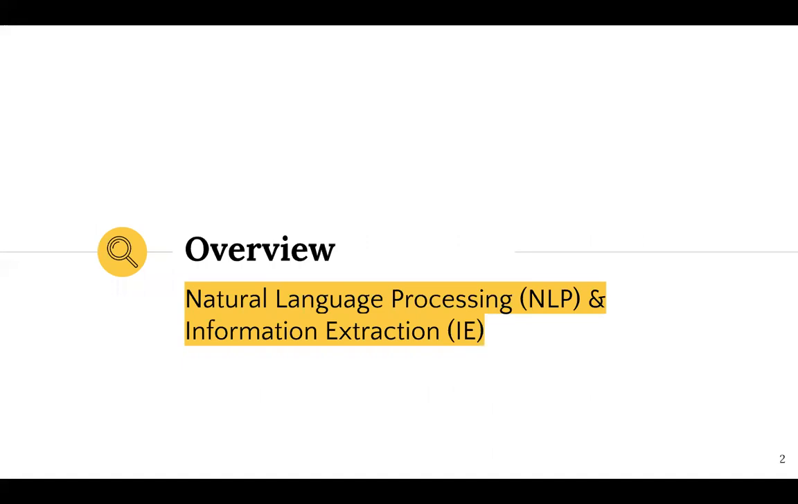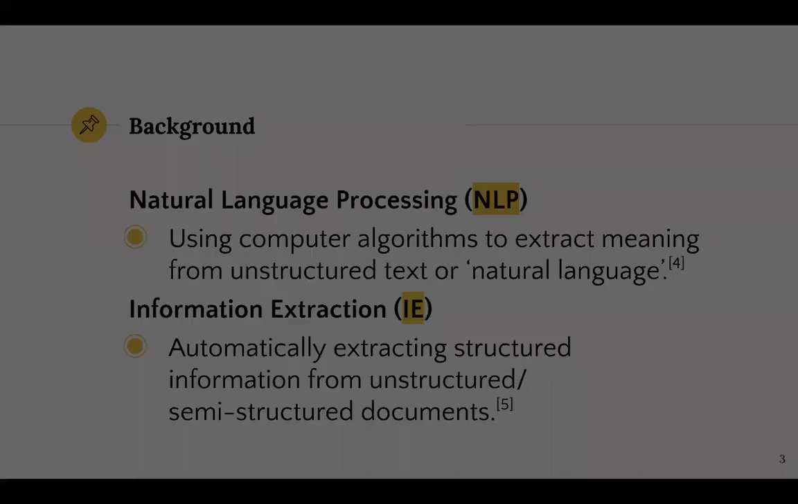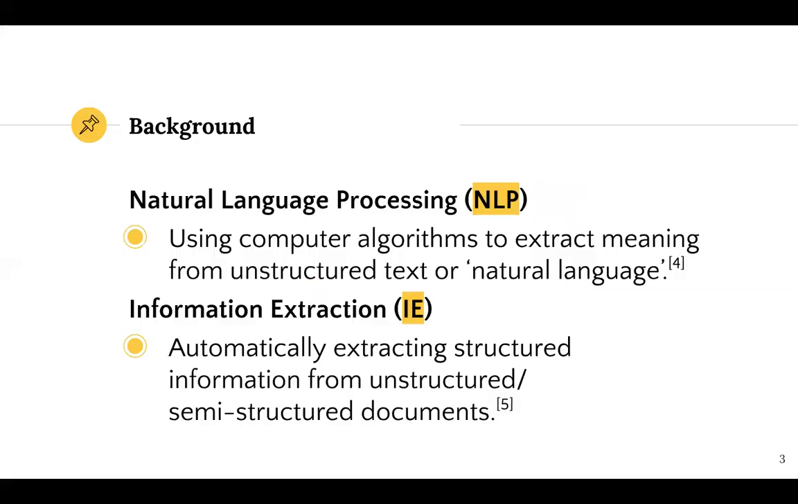So as a brief overview, I wanted to touch on what natural language processing, or NLP, and information extraction are. These are two key topics that we'll be talking about from this paper. Natural language processing, or NLP, is when you use a computer's algorithm to extract meaning from unstructured text or natural language. Information extraction, or IE, is when you automatically extract structured information from unstructured or semi-structured documents.